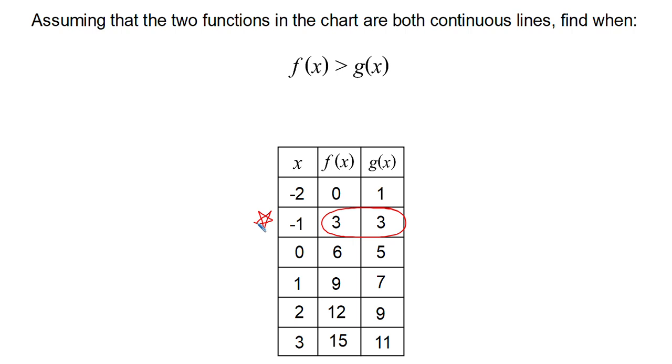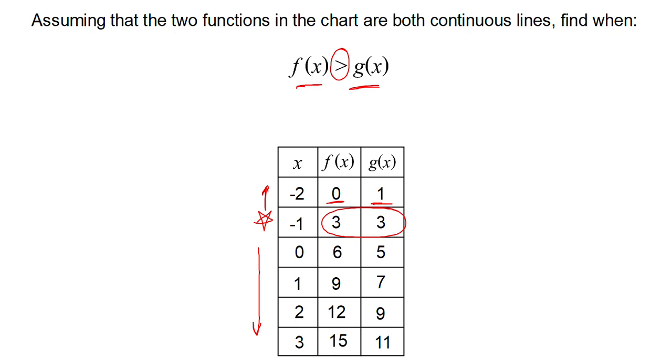Then we need to look past that and see on which interval, either this direction or this direction, the values of f of x are more than the values of g of x. So if we look this direction, f of x is 0 and g of x is 1. That's not more than. F of x is not more than g of x. 0 is not more than 1.